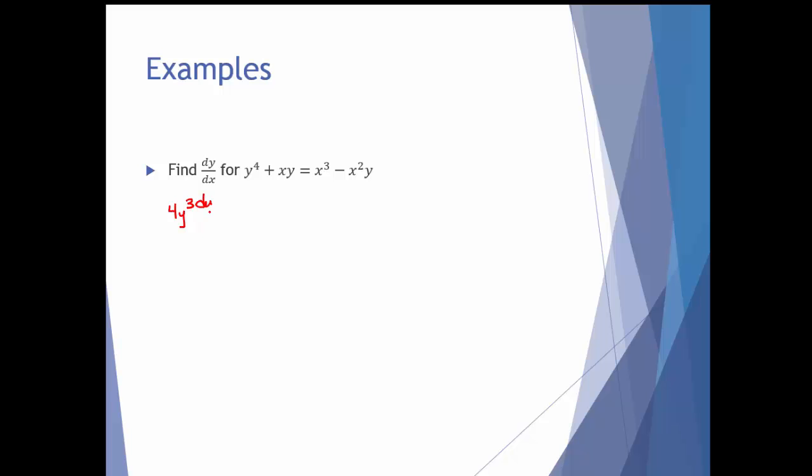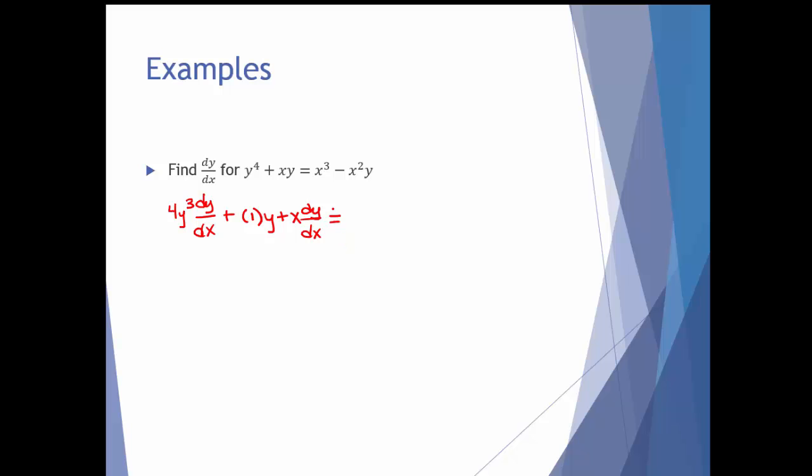This is chain rule, times dy dx, plus, now be careful on this xy. That is a product. That's multiplication between them, so you have to use product rule to take that derivative. The derivative of x with respect to x is 1 times y plus x times the derivative of y with respect to x, which is dy dx.